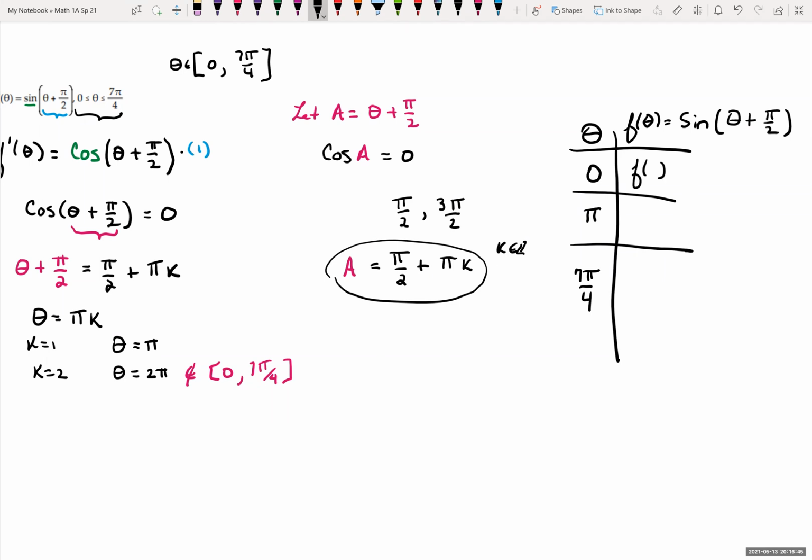So if we look at f of 0, we plug in 0 wherever we see a theta. This is sine of pi halves. Sine of pi halves is 0. Sorry, no, it's not. Sine of pi halves is 1. Now if we plug in pi wherever we see a theta, theta plus pi halves becomes pi plus pi halves, which is 3 pi halves. So this is sine of 3 pi halves. Well, sine of 3 pi halves is -1.